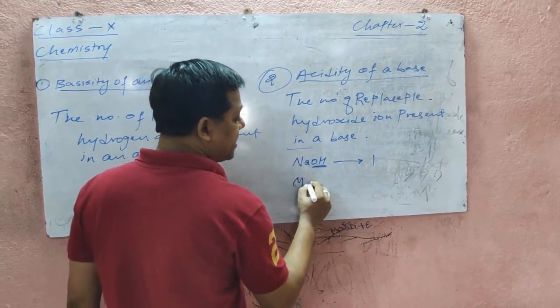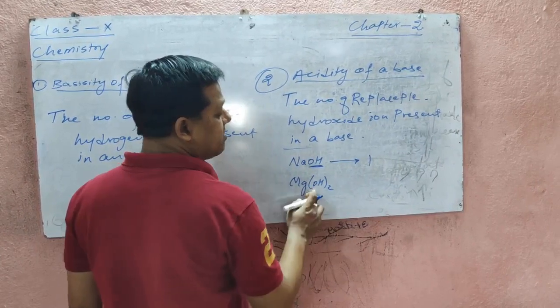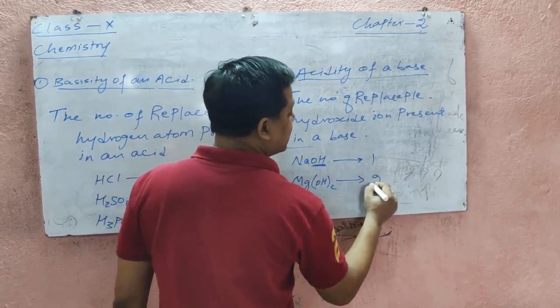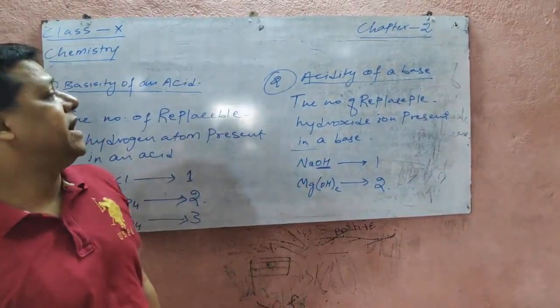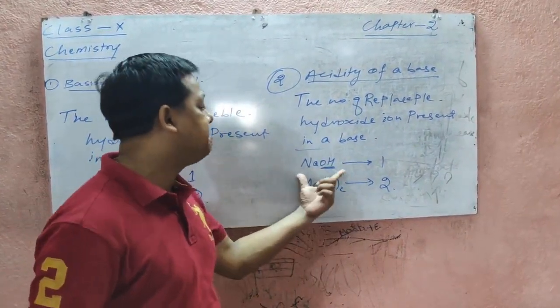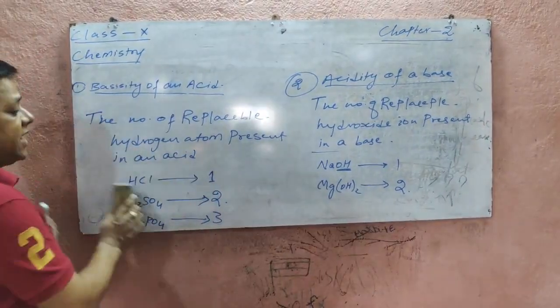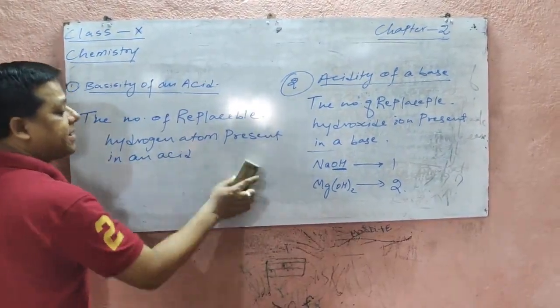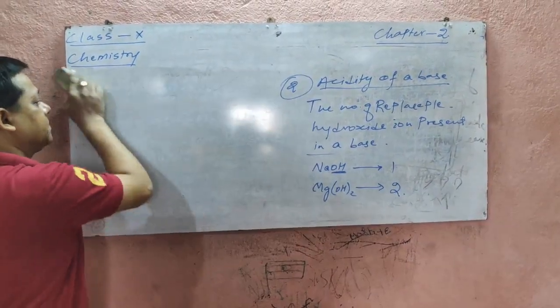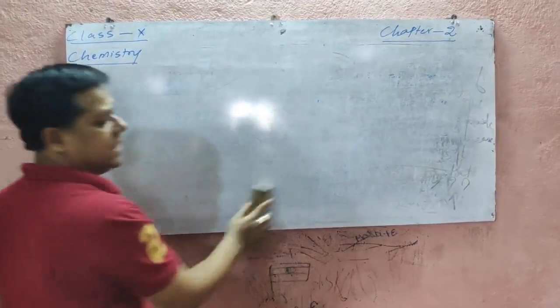If we take magnesium hydroxide, Mg(OH)2, here the number of replaceable hydroxide ions is 2. So we can define acidity of a base as the number of replaceable hydroxide ions present in a base. Now the third point, today we will be studying about the preparation of acid. There are two methods for the preparation of acid.